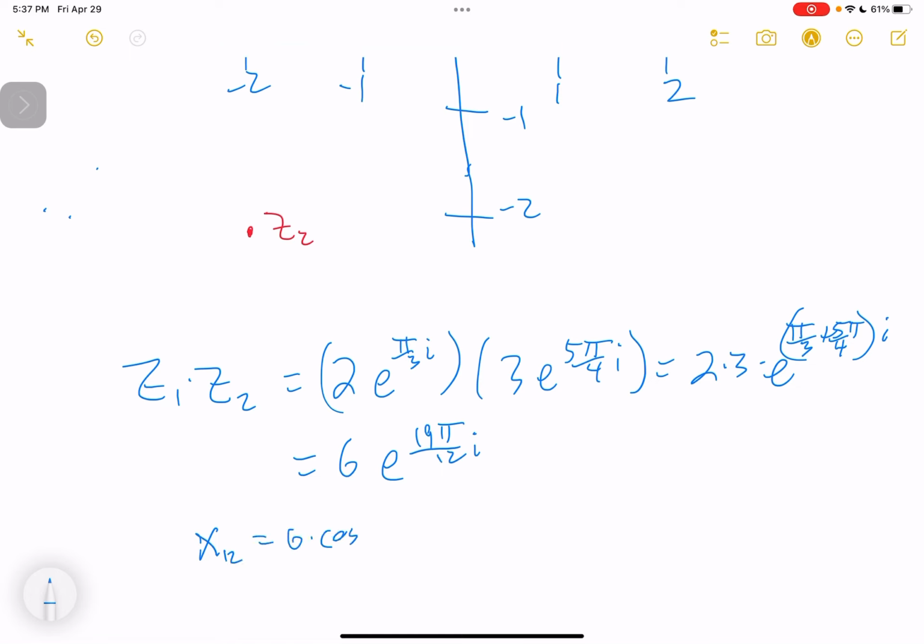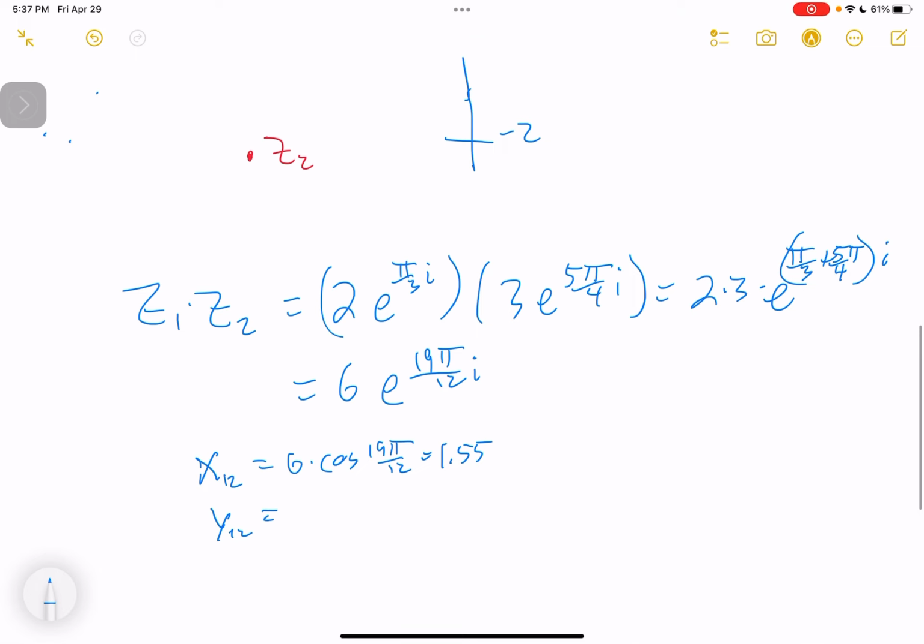So I pulled out my handy dandy calculator, and x12 is going to be 6 times cosine of 19 pi over 12. And for that I got 1.55. And y12 is 6 times sine of 19 pi over 12, which comes out to be negative 5.80.